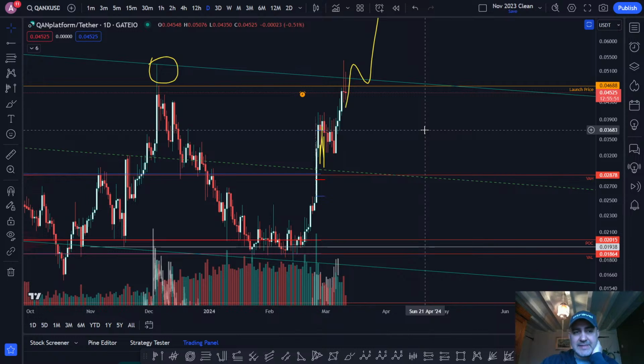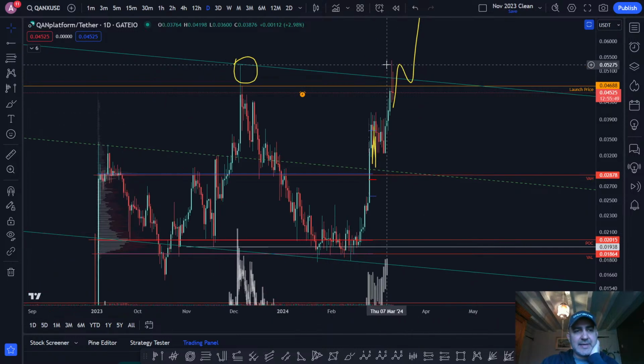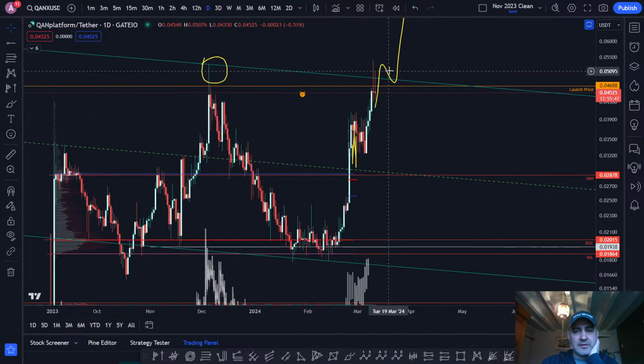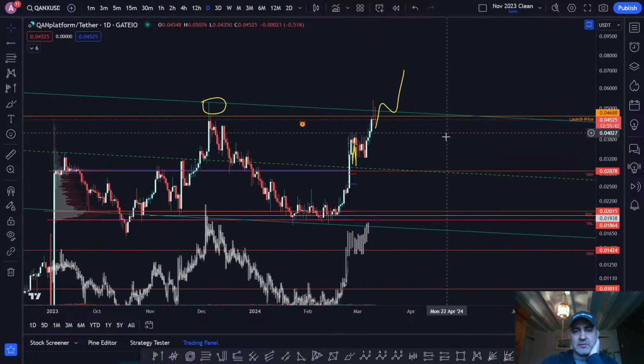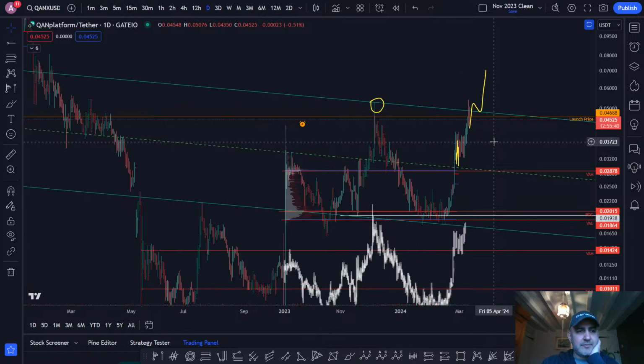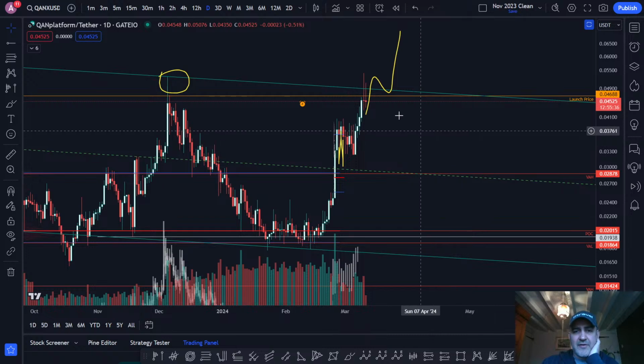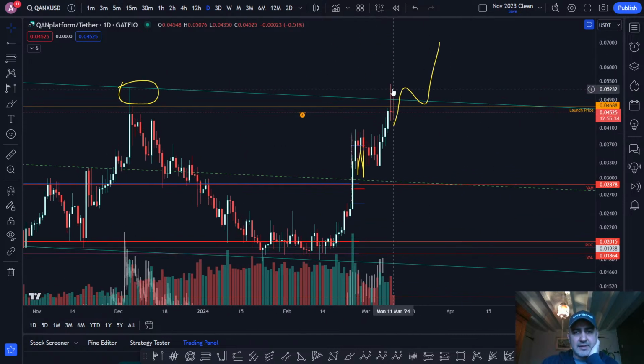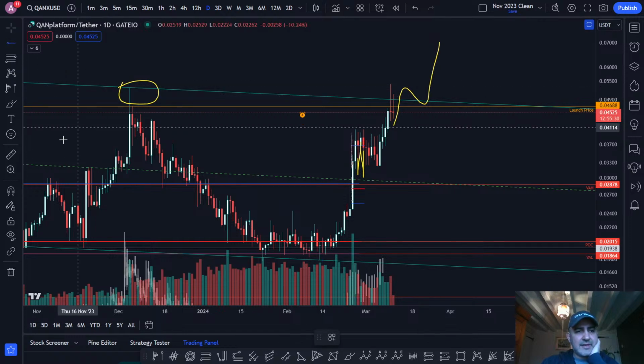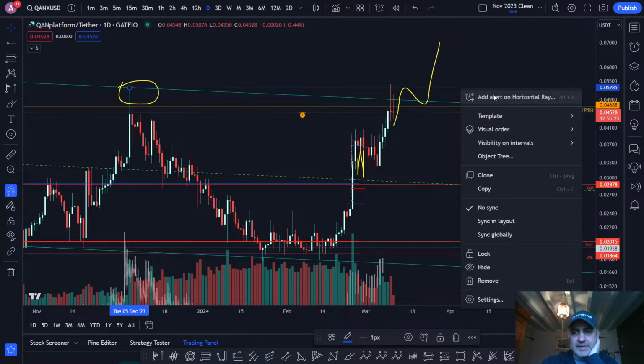Well, I mean, we're into resistance, huh? And look, we've taken the liquidity from this high. Just be aware of that. Be very aware of that. That's a swing failure right there. See that?